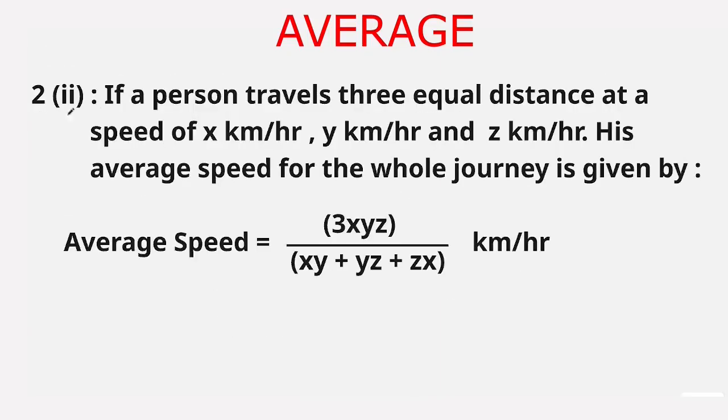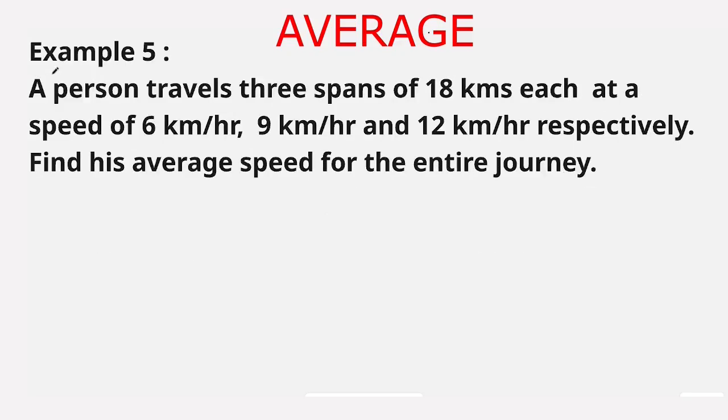Point 2. If a person travels 3 equal distances at a speed of x km per hour, y km per hour and z km per hour, his average speed for the whole journey is given by average speed equal to 3 into x into y into z, divided by xy plus yz plus zx kilometer per hour. We will learn this formula by one example. We go to the example.